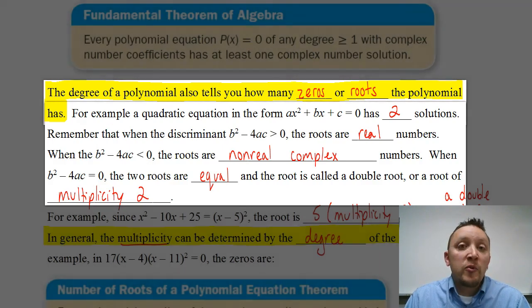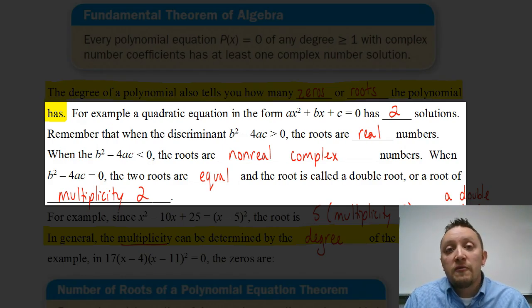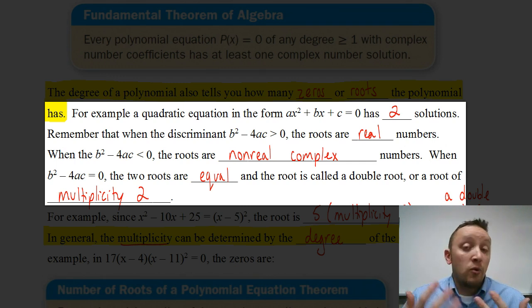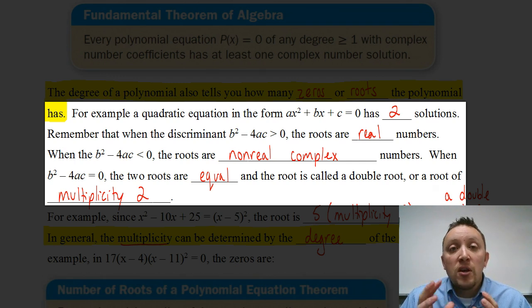Well, for example, remember when we worked with quadratic equations in the form ax squared plus bx plus c equals 0? And we used the quadratic formula, and we found that there's always going to be two solutions for those. And when we use the discriminant, the b squared minus 4ac, that told us what kind of solutions we were working with. So remember, if it was positive, if it was greater than 0, there were two real solutions. If it was a negative number, so if it was less than 0, there were two non-real solutions, or what we could call non-real complex solutions. And if it equaled exactly 0, we said that there was one real solution.